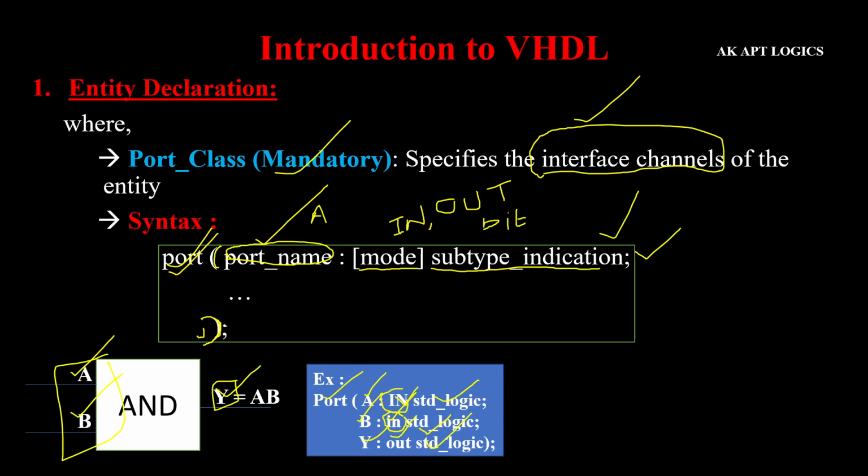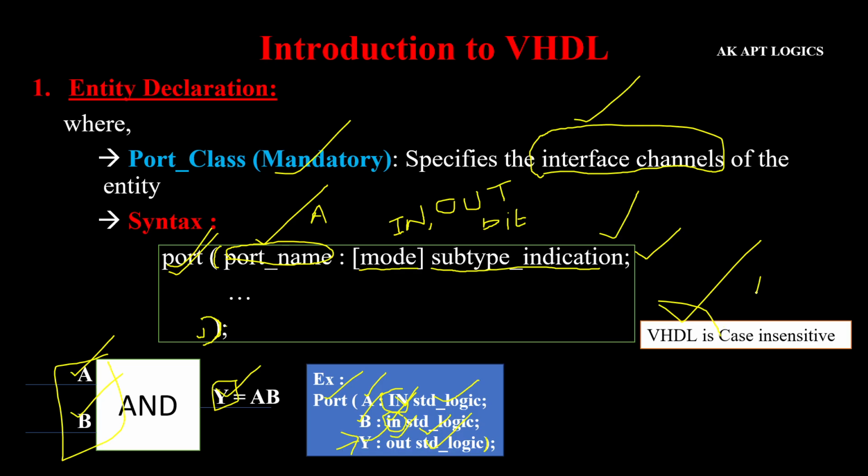And also I told you, for the last port, you shouldn't mention a semicolon after the subtype indication. After closing the parenthesis itself, you should mention the semicolon. Next, VHDL is case insensitive. This is a point you should remember. Case insensitive means capital A is equal to small a.